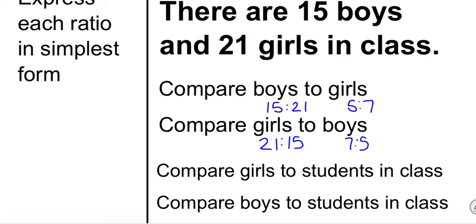For the girls to students in the class, it's going to be 21 to 36 students. And again, make sure you reduce that. And you should get 7 over 12. For the boys, it's 15 to 36, which is going to be 5 to 12.